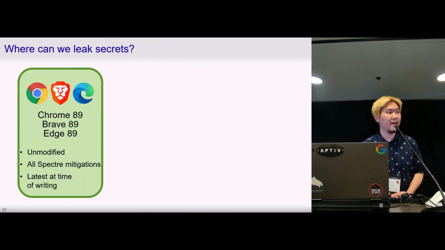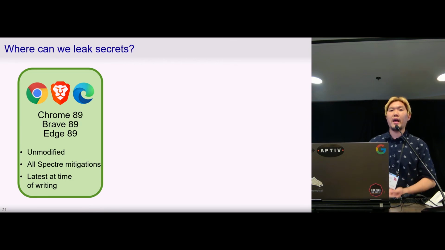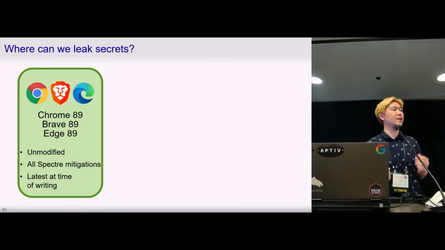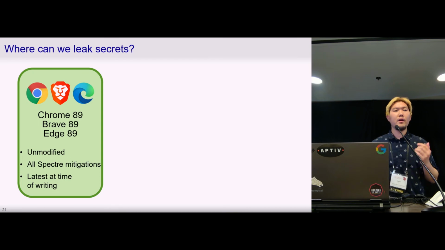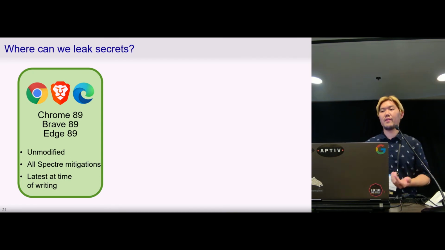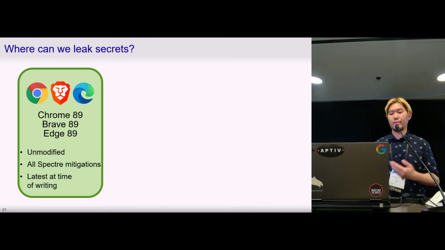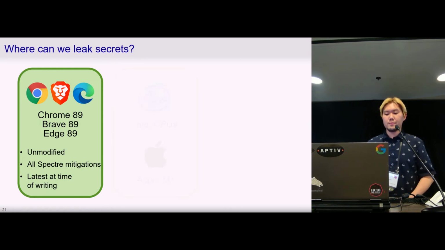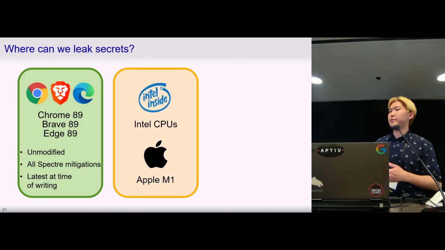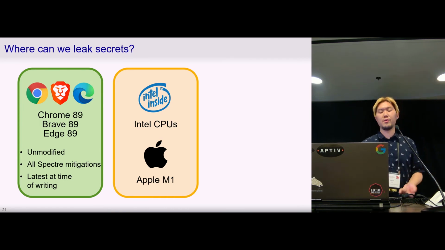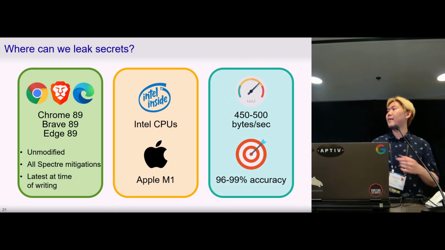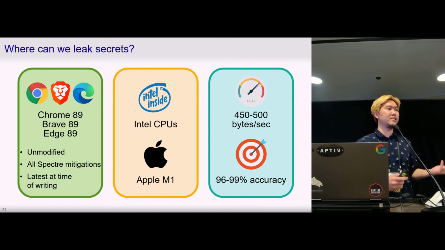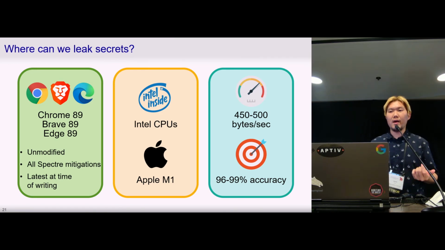So now I'd like to clarify at a glance what we can do with Spook.js. Our attack runs on Chrome 89 and furthermore the same version of 2 other browsers that are based on Chrome, Brave Browser and Chromium Edge. All 3 browsers are unmodified and run in their default configurations. All Spectre mitigations are enabled, and version 89 was the latest for all 3 browsers at the time of writing. Spook.js runs not only on a wide range of Intel CPUs ranging from 6th to 9th generation, but also the Apple M1. On either platform, our leakage rate ranges from 450 to 500 bytes per second, and our reads are 96 to 99% accurate. So now, what can we do with this?